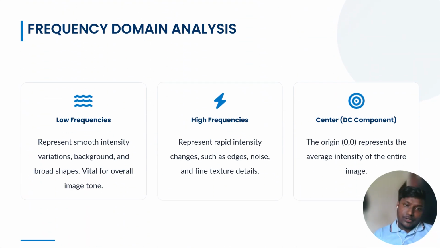Frequency domain analysis. To visualize this, think of a smooth background or large object as low frequency components. They change slowly across space. Conversely, high frequency components are the rapid changes, the edges, and the fine textures, and unfortunately the noise. The center of a Fourier spectrum, known as the DC component, represents the average intensity of the entire image.